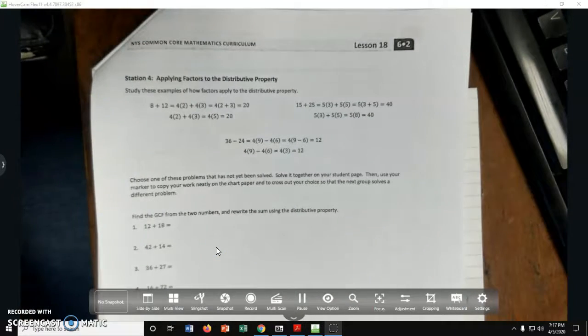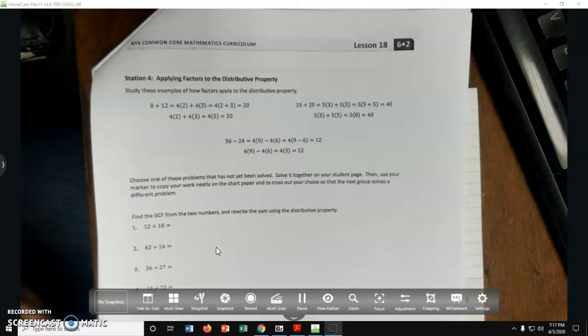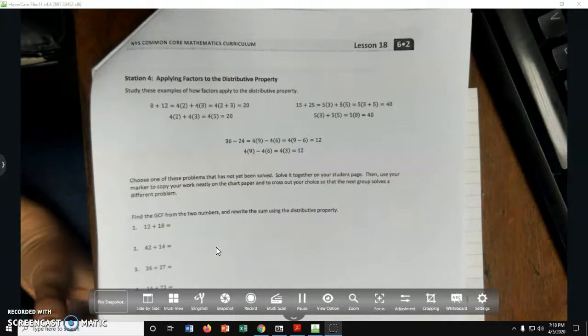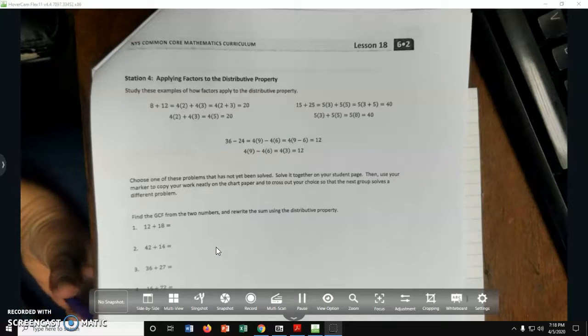So this page, station 4, applying factors to the distributive property. Remember back in module 4, expressions and equations, we worked with the distributive property. Now we're going to tie that into our factors.